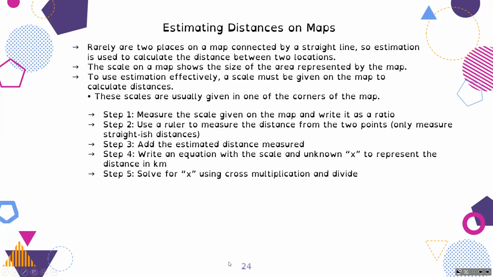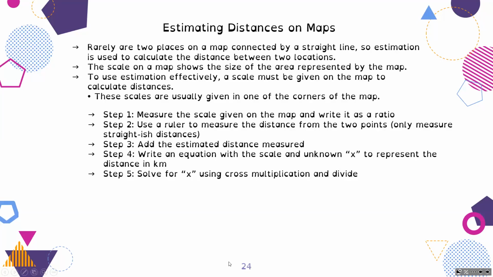We looked at scale on a map and how it shows the size of the area represented by the map. So it shows how much you have shrunk it. To use estimation effectively, you must have a scale on the map to calculate your distances so that you know what your scale is. You know how much you shrunk it. Usually a scale is given in one of the corners of a map, both electronically and physically.